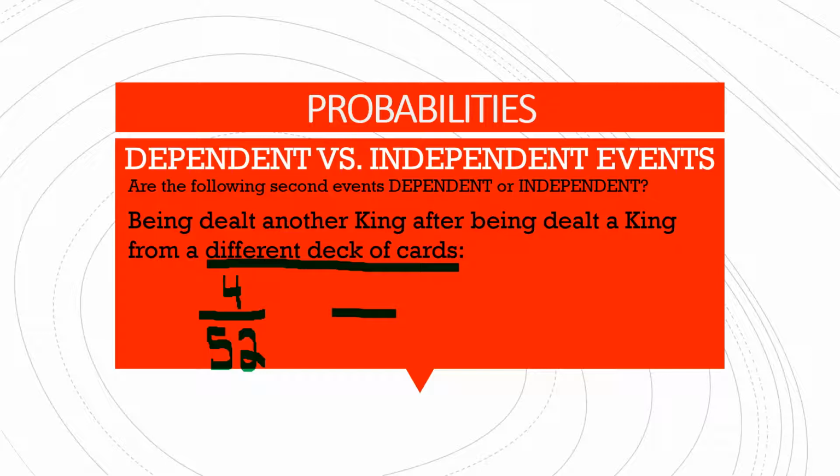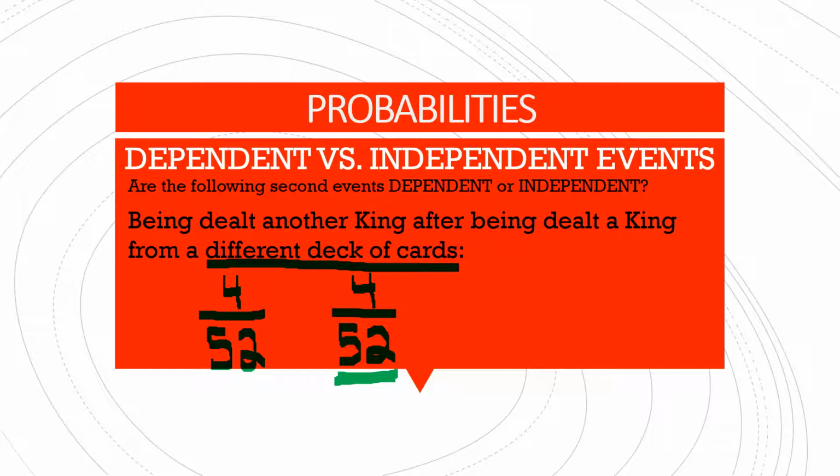So the brand new deck of cards has 52 in it. And if it's a brand new deck of cards, that brand new deck of cards also has 4 kings in it. So you have a 4 out of 52 chance of getting dealt a king from a new deck of cards. Now, are these different? Is this second chance altered or changed at all by the first round, the first selection? No, it is not, because we're dealing with a brand new deck of cards.